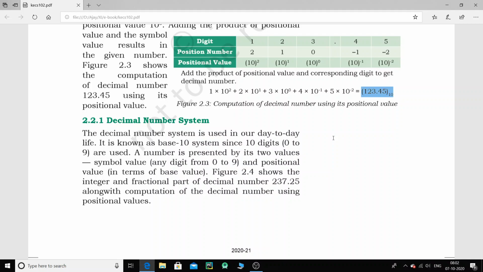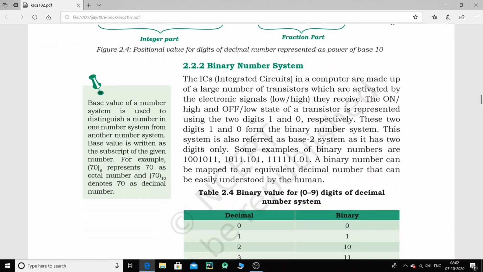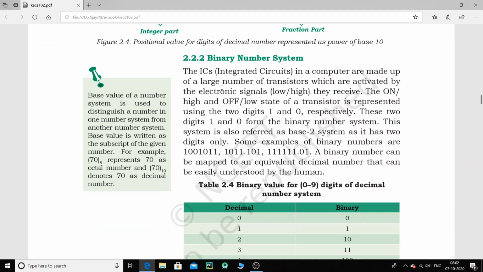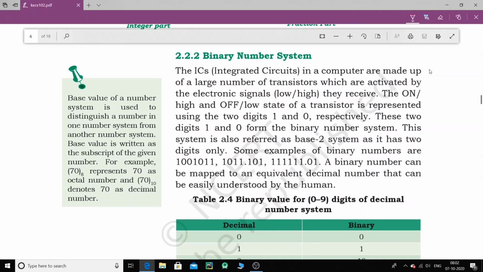But we are supposed to understand the computer, and to understand the computer we need to understand the number system of the computer. So I'm not going to go into detail of this. I'm going to come to the language that the computer understands, and that is the binary number system. So what they have said for binary, I'm going to read this now, let me just take a highlighter.